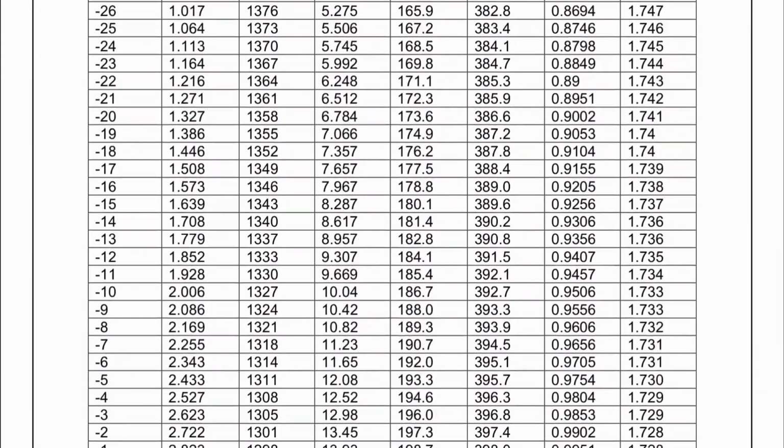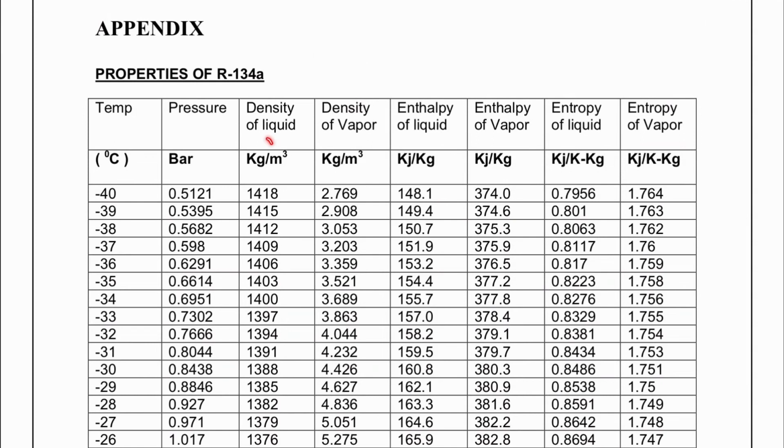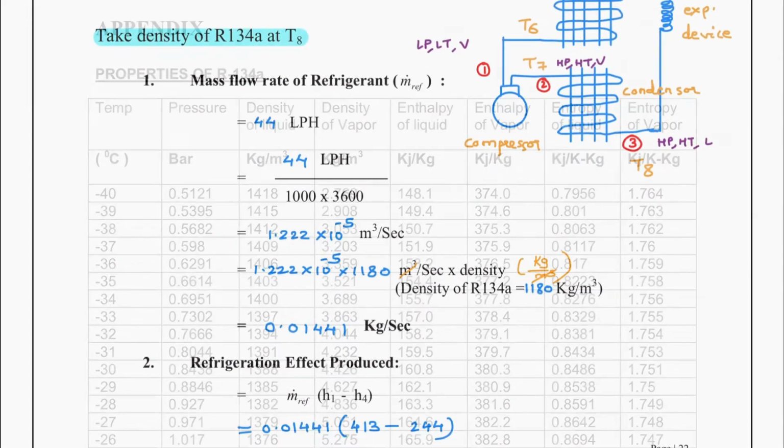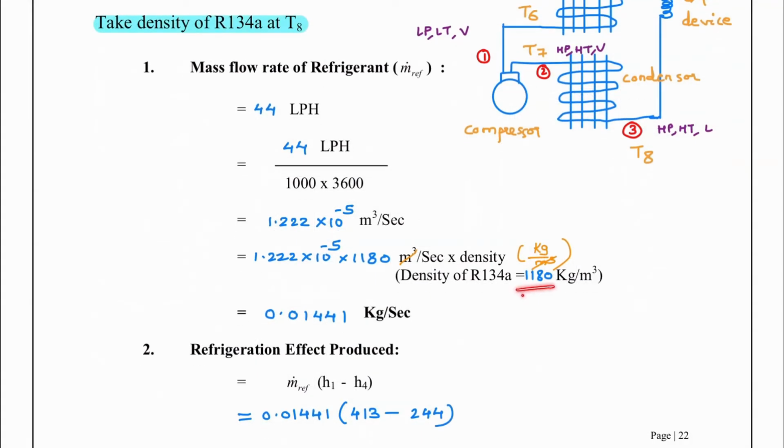What is the unit of density? Here it has been written kg per meter cube. So we will take that value to calculate the mass flow rate. Here you can observe I have taken that value, 1180 kg per meter cube. So multiply meter cube per second by that density, and you will get the mass flow rate of refrigerant in kg per second.